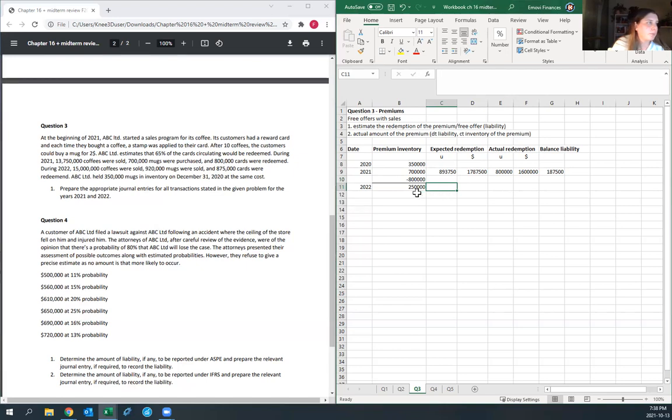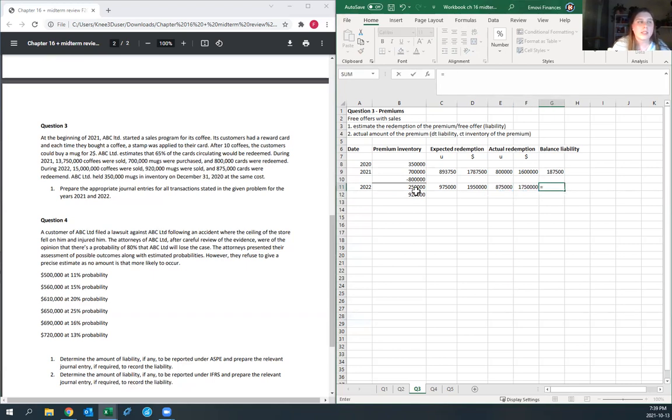In 2022, what happened? We'll do the expected redemption. They sold 15 million coffees divided by 10 coffees times 65%. The amount in dollars is this amount times $2 per mug. They bought 920,000 mugs. So that increases their inventory of mugs. And 875,000 cards were redeemed. So the actual redemption is this amount. And in dollars, it's 875,000 times $2.